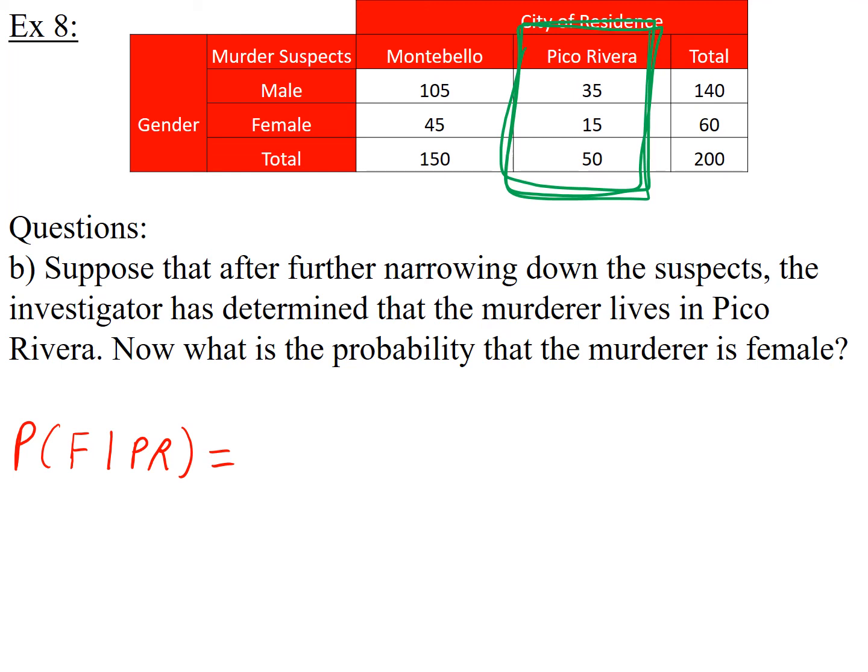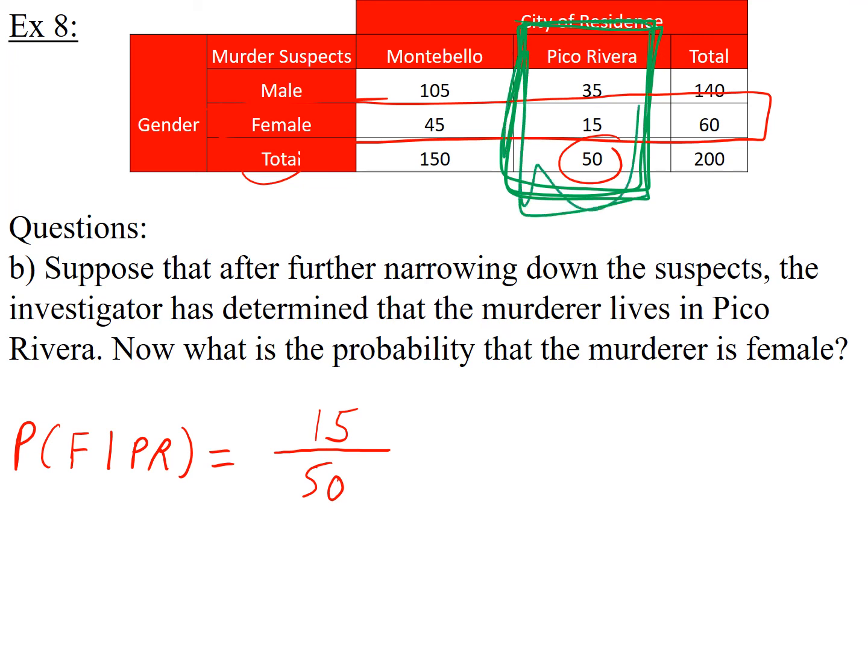Okay, so now to get the answer, we're going to put a fraction line here. Well, in my new sample space, how many people are there total? Here's where it says total, so 50 people total in my new sample space, so 50 down here. Okay, and of those, how many are female? This is the female column right here. So how many female? 15. So that's the conditional probability. Again, you don't go anywhere outside this Pico Rivera column right here. Okay, so that's how that one goes. Again, if you want to simplify it, it's up to you.